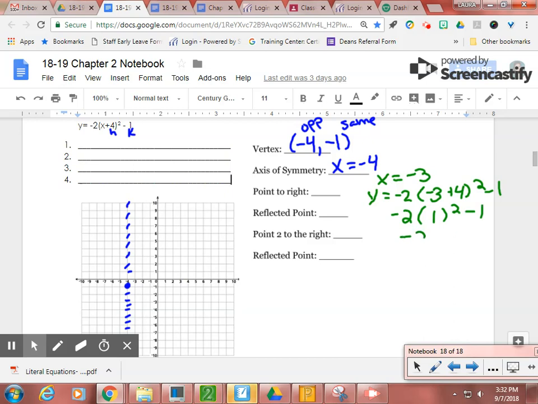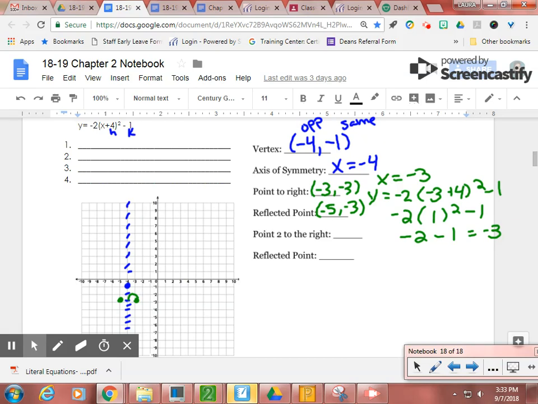1 squared is 1, so it's negative 2 minus 1, which is negative 3. So this is the ordered pair, negative 3, negative 3. So I go to plot that, back 3 and down 3. Okay, so my reflected point is saying I'm 1 away, so I need to go 1 away on this side. So that is -5, -3.